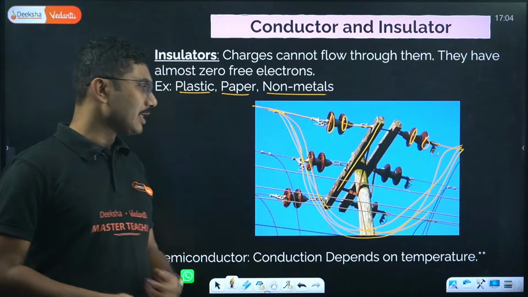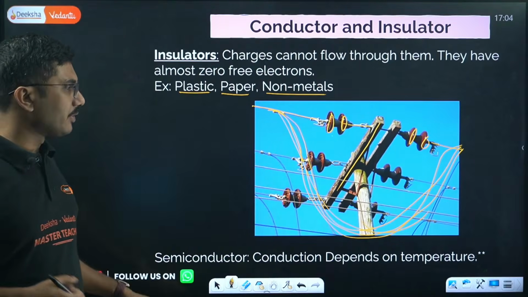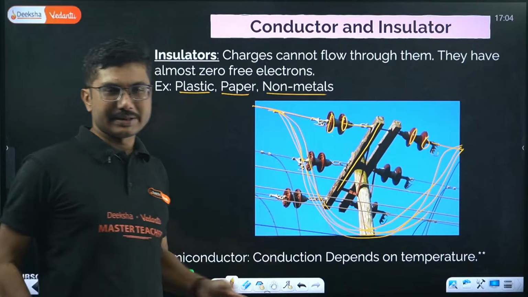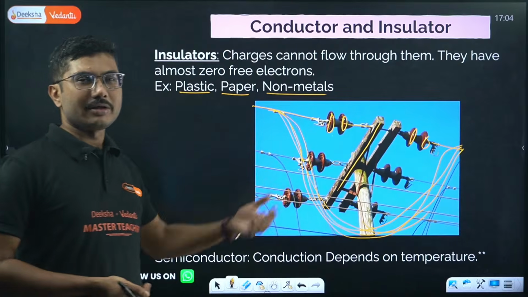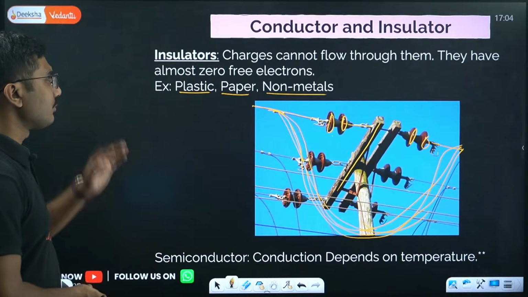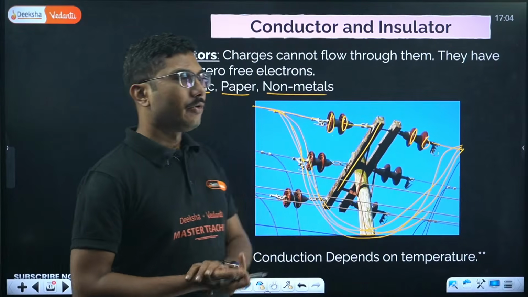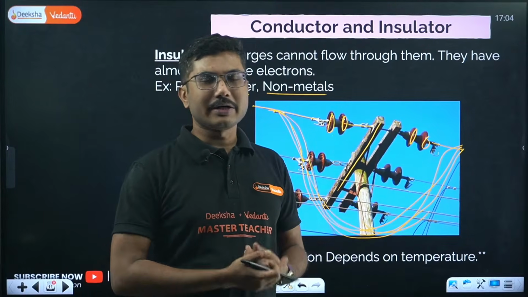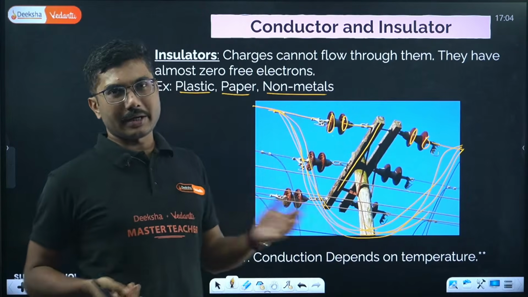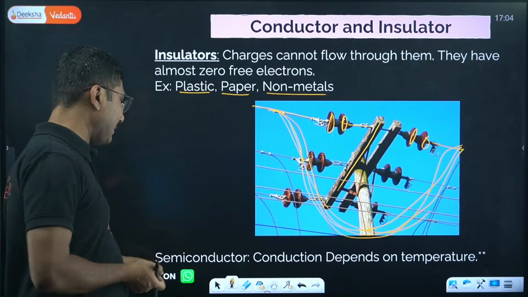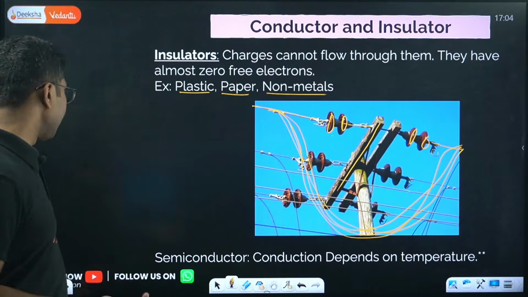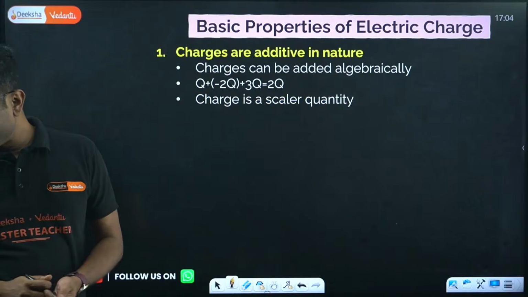Semiconductor conduction depends on temperature. We will discuss them in our future chapters, not in this chapter. Some part we will discuss in current electricity, and later on in the semiconductor chapter we will discuss in detail about semiconductors. Okay. So, conductors and insulators are there. Conductors have free electrons, insulators have 0 free electrons. A semiconductor is in between conductor and insulator, that is why it is called semiconductor, but there are other things involved with it that we will discuss in our future video.